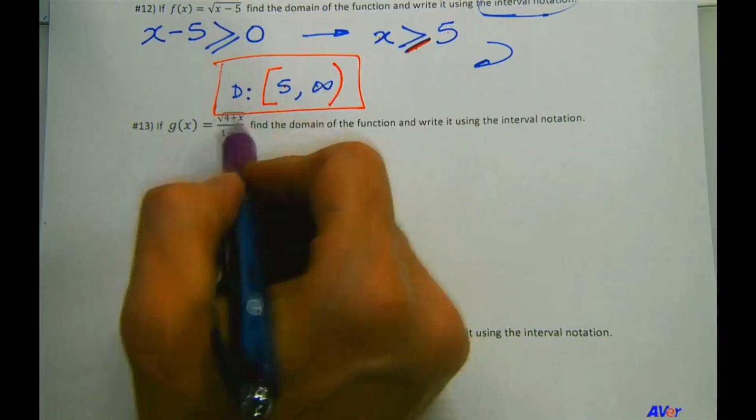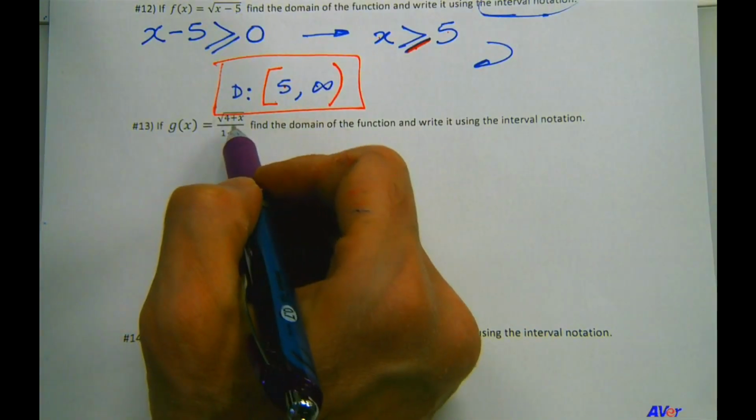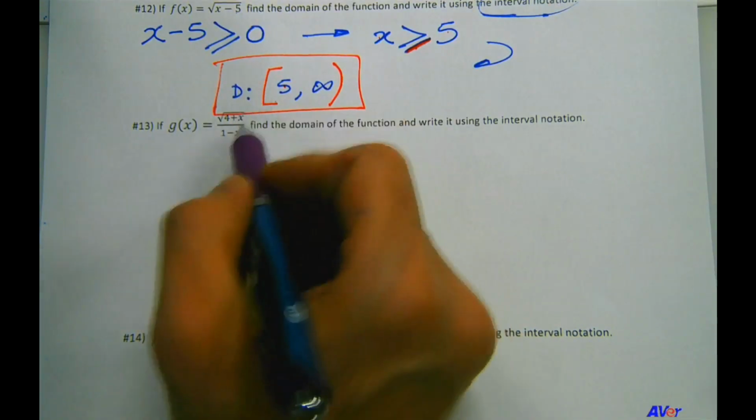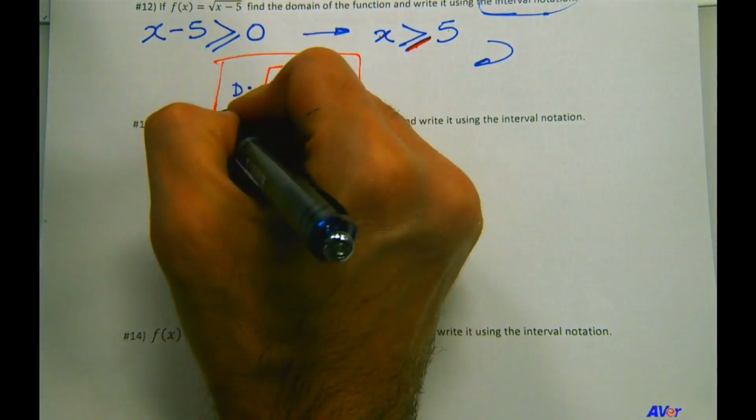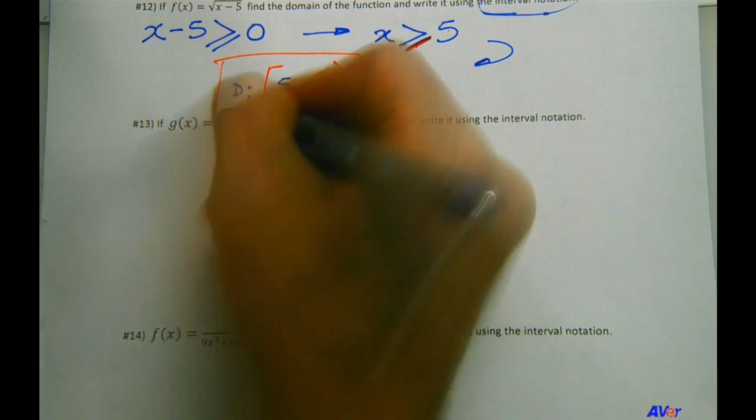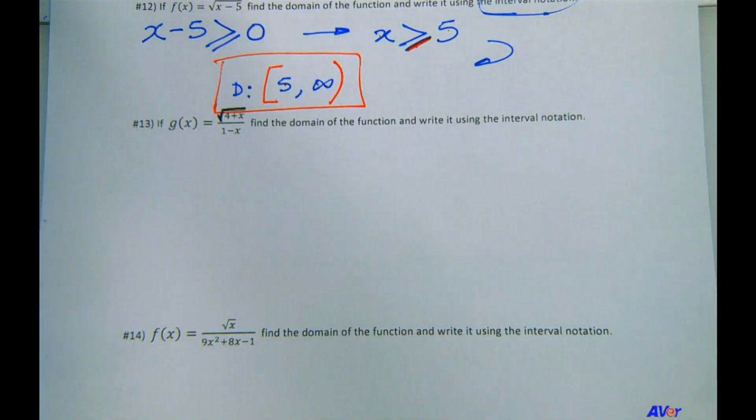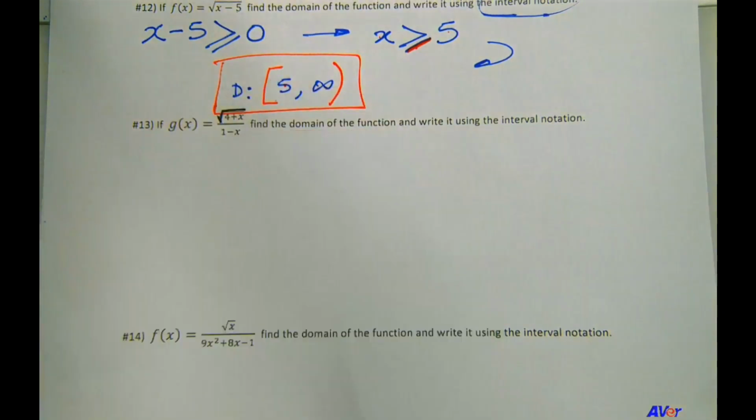Now the next example, and sorry, let me make that darker so you can see there was a square root here, right there. So we have a square root of 4 plus x divided by 1 minus x. These examples are always interesting because, see, one of the previous examples, see that one?